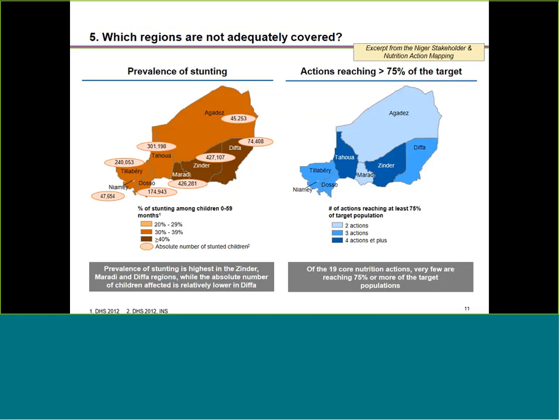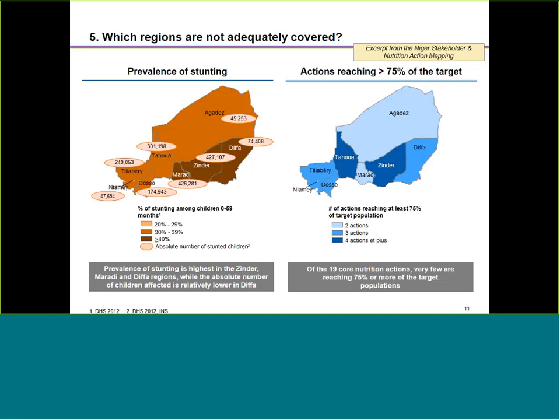The map on the left displays the prevalence of stunting throughout Niger, with darker orange shading in the regions where stunting is highest. The numbers in bubbles display the absolute number of stunted children, which may be particularly high in regions with a dense population, even though their prevalence is relatively low. In this example, the prevalence of stunting is highest in Zinder, Maradi, and Diffa regions, while the absolute number of children affected is relatively lower in Diffa.